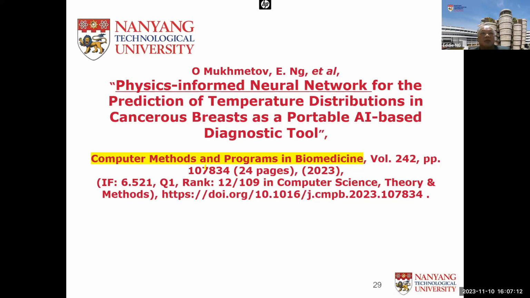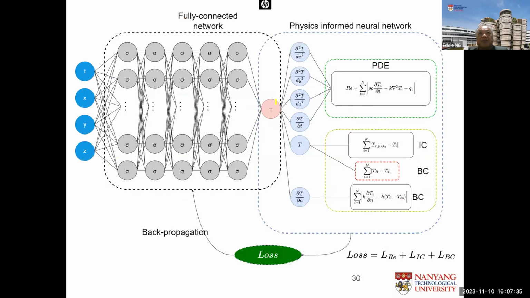Right. Finally, I want to share one more topic on our recent work, physics-informed neural network for the prediction of temperature distribution in cancerous breast as a possible portable AI breast diagnostic tool. We just published it in Computer Methods and Programs in Biomedicine. So those interested, please visit this paper.